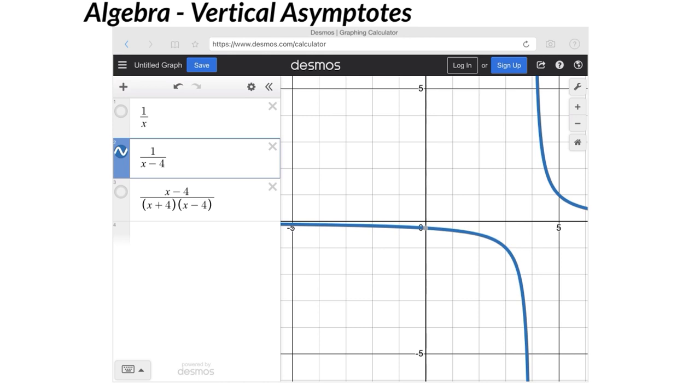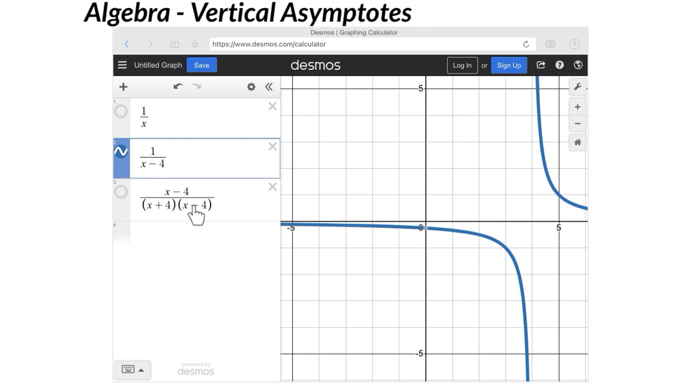And again, you should think to yourself, well, I can't divide by 0, so I cannot evaluate this function at 4, because 4 minus 4 would be 0. And again, you can see that same thing happening at x equals 4, where we've got this break in our graph. Now, the last one I wanted to look at was this. I have x minus 4 over x plus 4 times x minus 4.